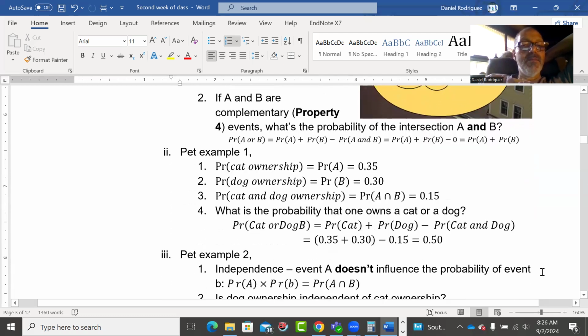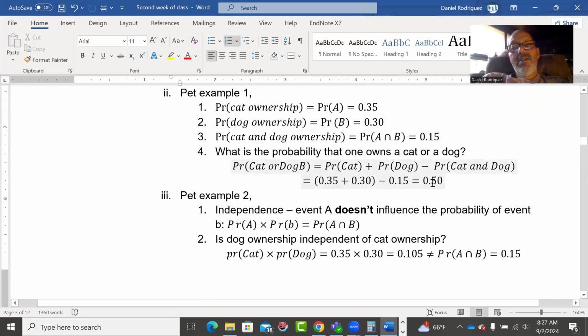Let's do an example. Probability of cat ownership is 0.35. That means 35 of 100 people own a cat. The probability of dog ownership is 0.30. It means 30 out of 100 people own a dog. The probability of cat and dog ownership is 0.15. So notice that I have intersection associated with and is 15%. So what's the probability that one owns a cat or a dog? So we add together the probability of cat plus probability of dog minus probability of cat and dog, and we get 0.5.